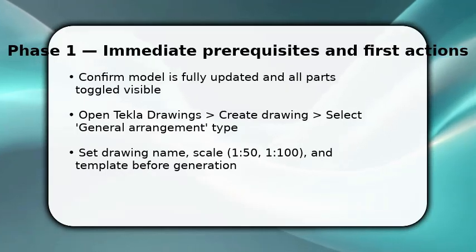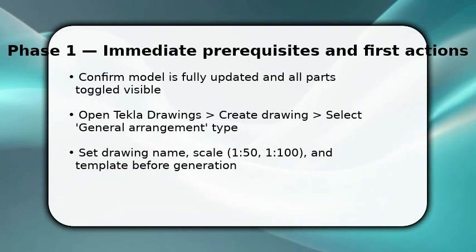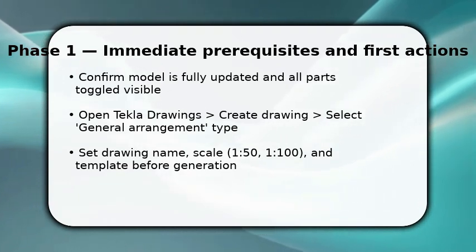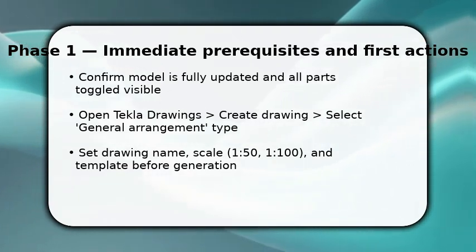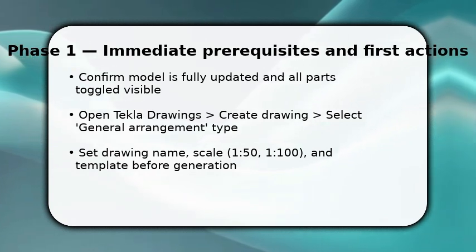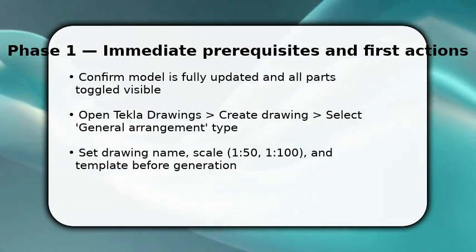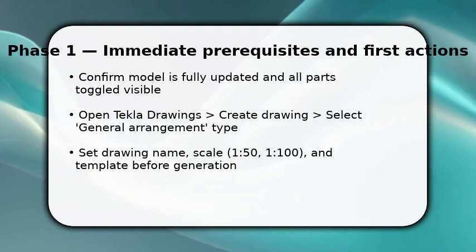You begin by making sure the Tekla model is complete and saved. This reduces redraw errors later. Next, you open Drawings and choose Create Drawing, then pick General Arrangement. This is the only way we'll produce a compliant GA.